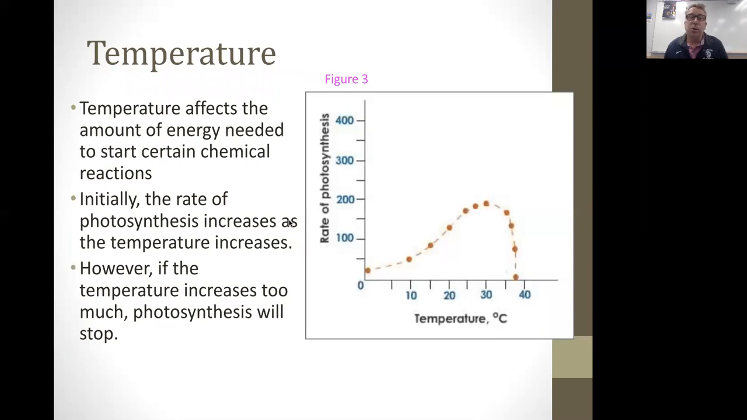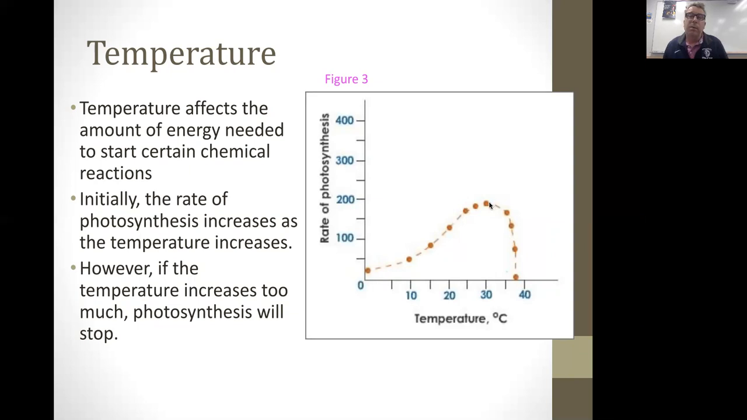So here is temperature. Temperature is a pretty tricky one, because if you think about being cold, or in the wintertime, plants are dormant. They may still be creating some type of energy, but at a very low rate, right? But as the temperature increases, the rate of photosynthesis will increase. But what happens if it gets too hot?